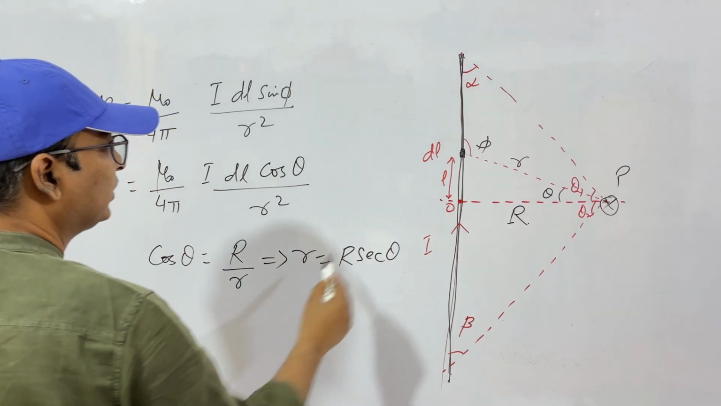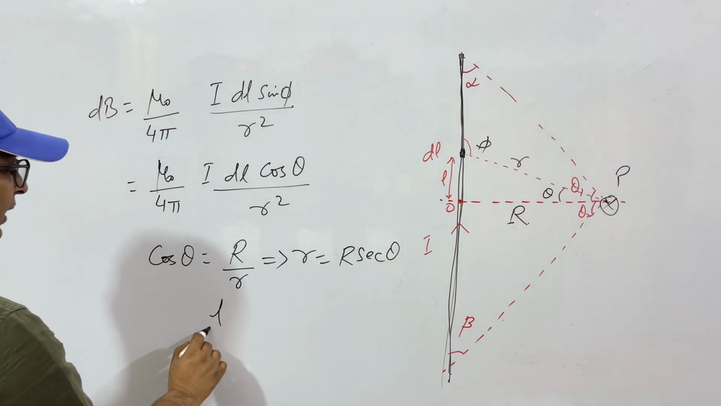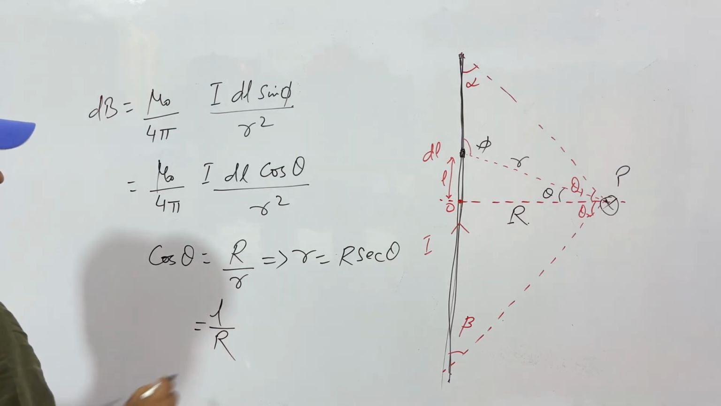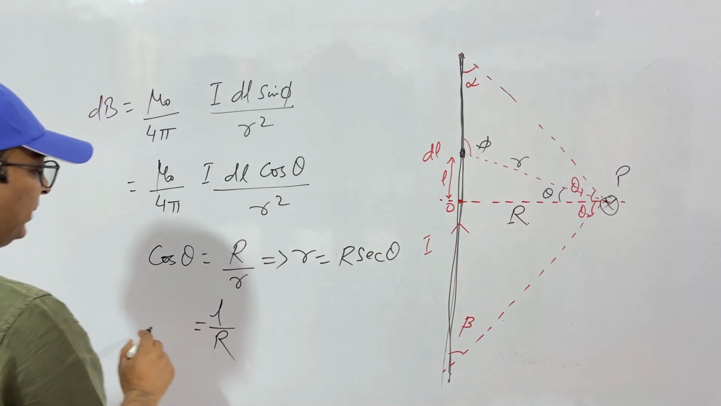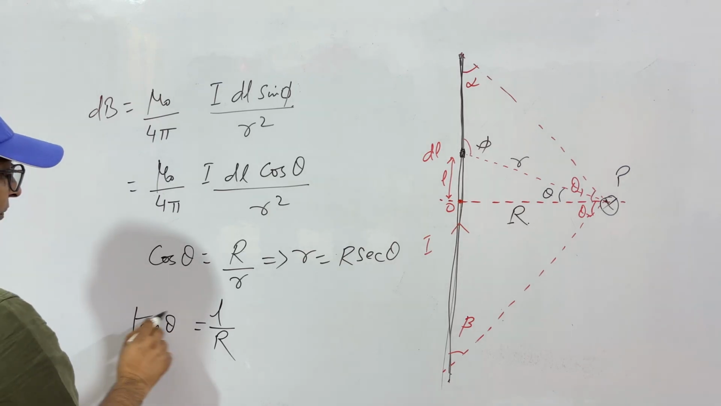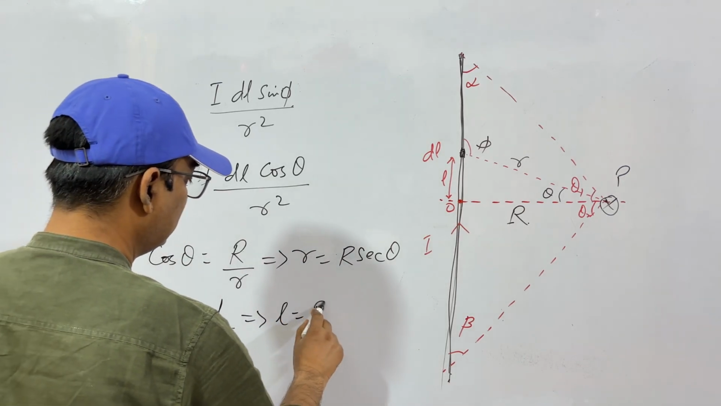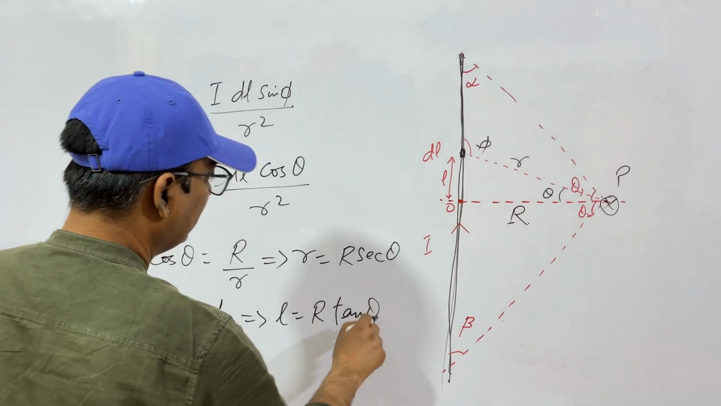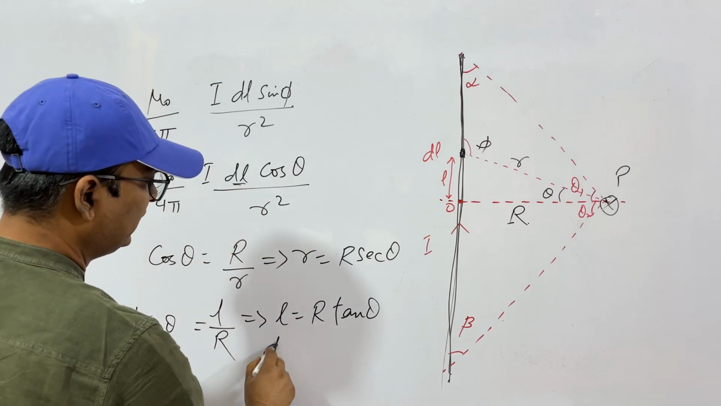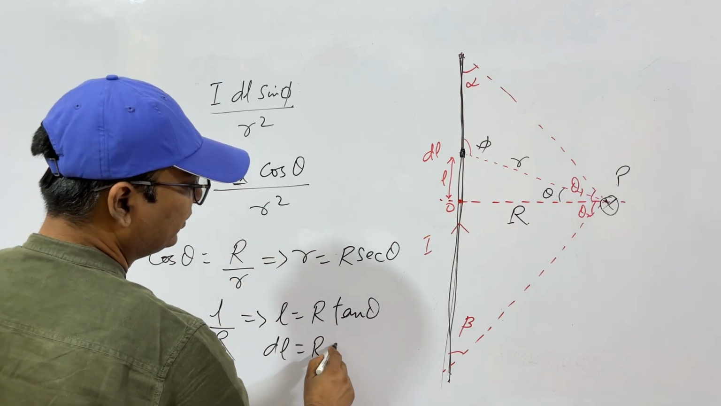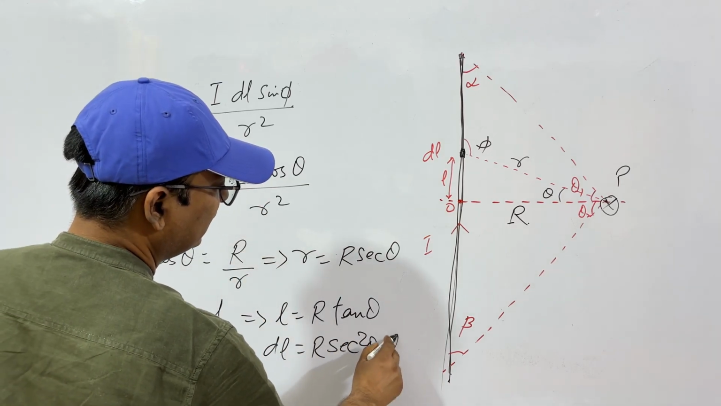Now we have to find L. L by capital R is perpendicular by base, so this is tan theta. So what you get is L is R tan theta. What we have to find is dl. So dl will be R times the differentiation of this, sec square theta d theta.